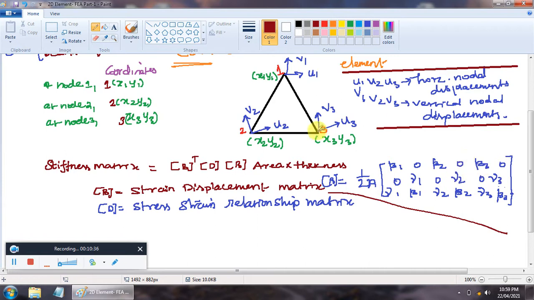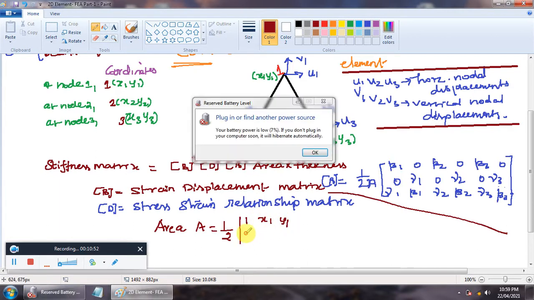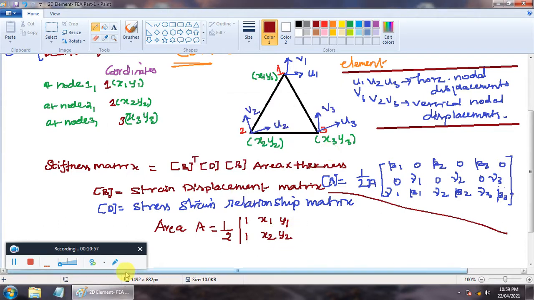I will tell you what this area is and how you find it. The area A is equal to 1 by 2 of the determinant of the matrix with rows 1, x1, y1; 1, x2, y2; and 1, x3, y3. From this you can find the area.